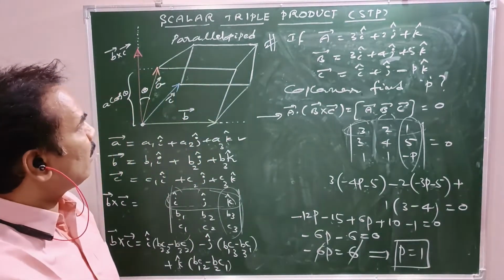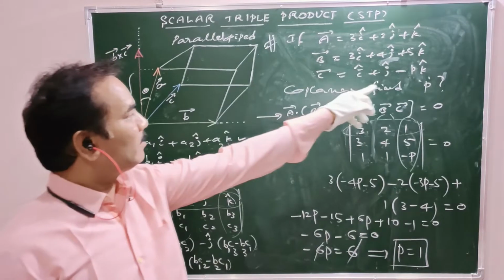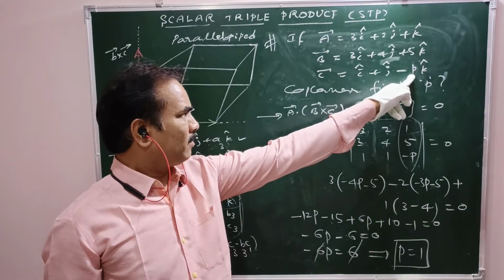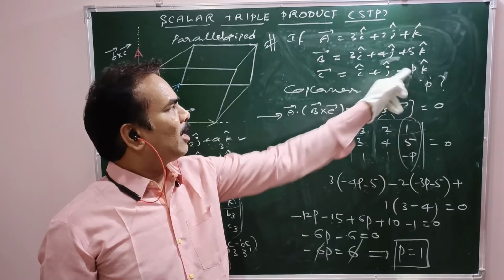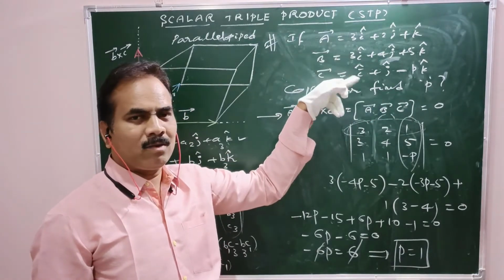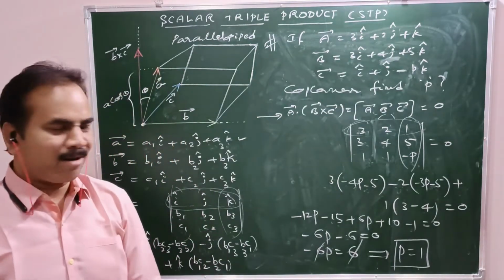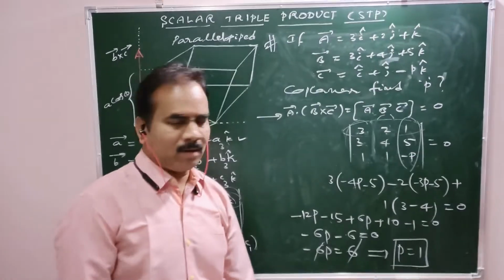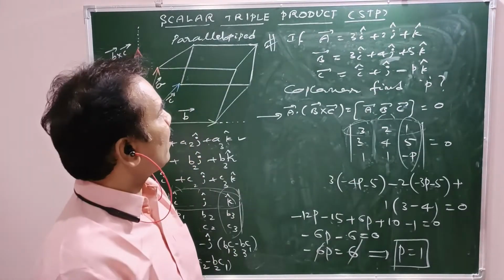Alright, so one can find the unknown component of any one of three vectors, provided all are coplanar, by determining the scalar triple product. Okay. Right.